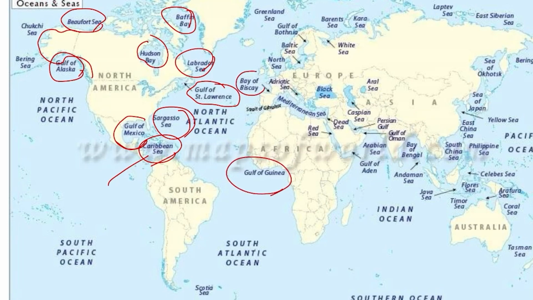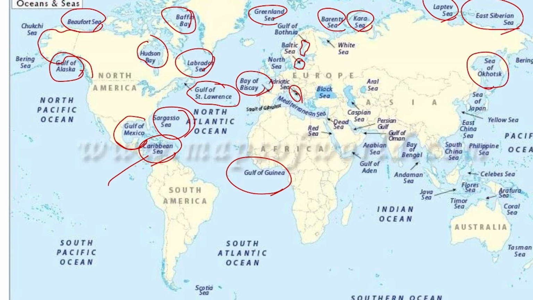Here we have the Gulf of Guinea, then the Bay of Biscay is here, Adriatic Sea, and then the Greenland Sea, then Gulf of Bothnia, very near to Scandinavia, and we have the Baltic Sea here, very near to the Baltic states, then the Barents Sea, Kara Sea, and then the Laptev Sea, then East Siberian Sea, very near to Siberia, then Sea of Okhotsk, very near to the Kamchatka Peninsula, then Sea of Japan, between Asia and Japan, then East China Sea, South China Sea, which is also very important, and then the Philippine Sea, very near to the Philippines, and then Yellow Sea.